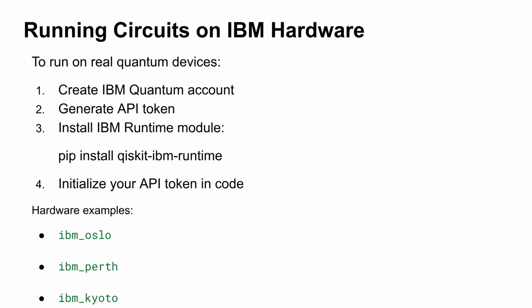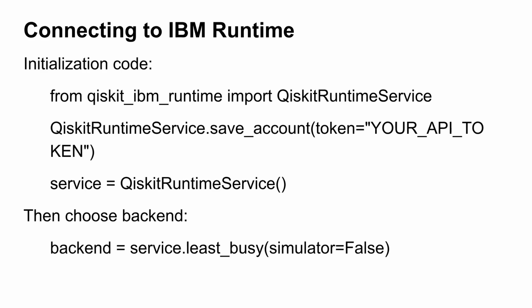To use real IBM Quantum hardware, create an account, generate an API token, and install the Qiskit IBM Runtime module. You then initialize your token in your code and can use devices like ibm_oslo. Use the Qiskit Runtime service to save your API token and connect. You can then use the service to find the least_busy available quantum computer to run your circuit on.